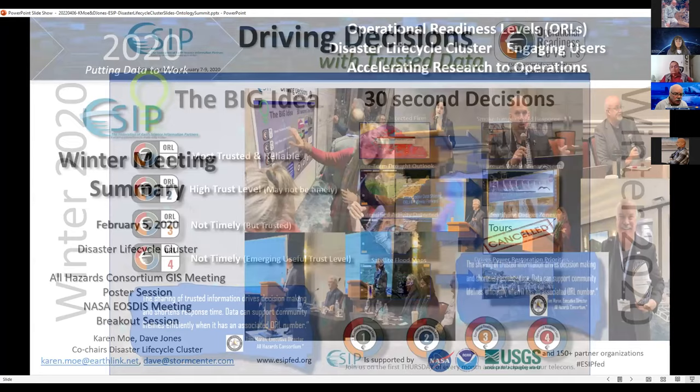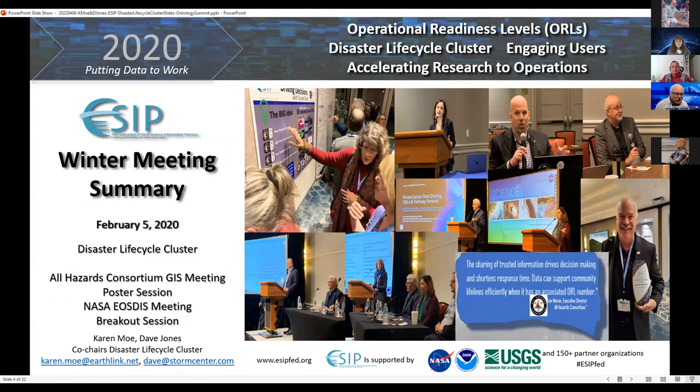So here's a picture from that winter meeting in person. You can see Karen explaining the poster to a bunch of attendees who came by and wanted to know about ORL levels. And during that period of time for the ESIP meeting, we also had a side meeting. That's what these pictures are in the upper part of the picture here, where we invited different sectors to come in, utility and emergency management and others, to talk about how they use data. Do they trust data? What data might they not have access to that they would love to have access to? And so that all became part of presentations as well within ESIP, because we're evolving this day by day.